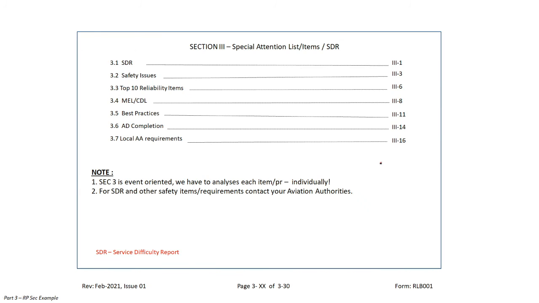Now let's move to the next section, which is section 3, special attention list items, which includes also SDR. Now let me explain why I'm including SDR as a part of special attention list items. SDR is service difficulty report, right? And this is an aviation authorities requirement. And if you open the SDR requirement, it is very clear.